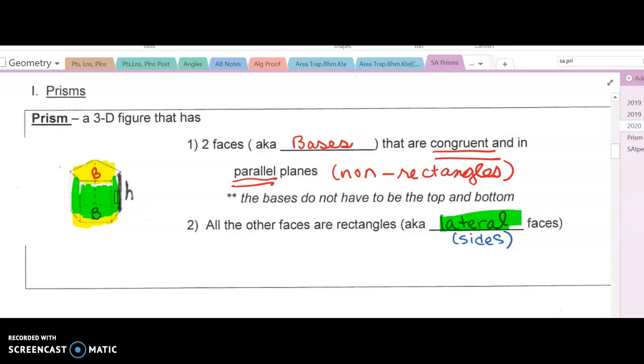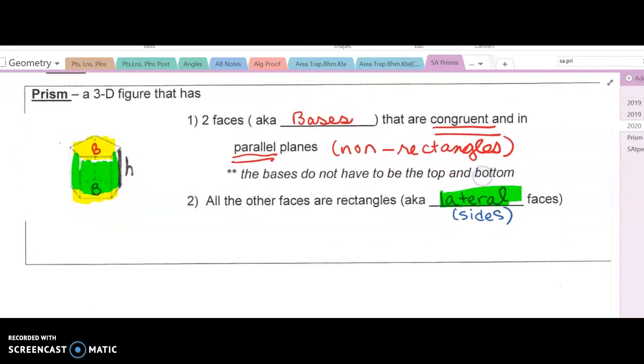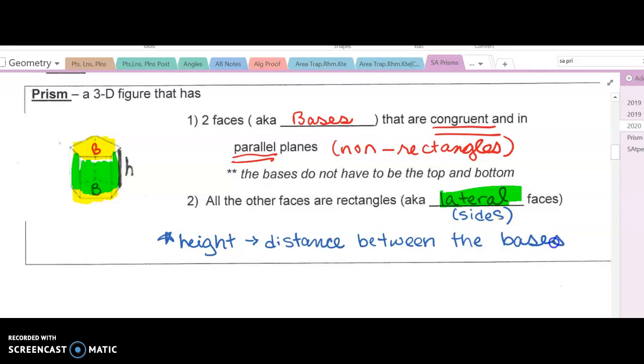Okay, and then we'll see today that our height, and this is important, I want you to write this down, your height on any of these is the distance from one base to the other. It's the distance between the bases. And this is important because you need to know what the bases are and what the height is in order to find the surface area of this figure.